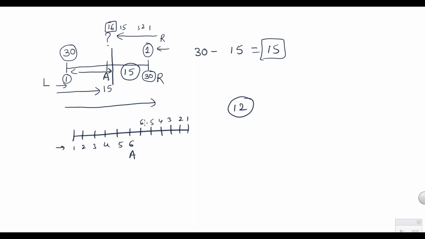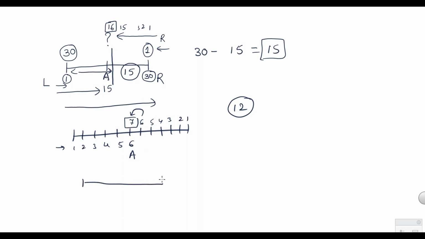This is not A's position. These are the people before A. But if I want A's position, I will get A after the 6th position. So that is the 7th position. So I can say the position of A is the 7th position. Is that clear?